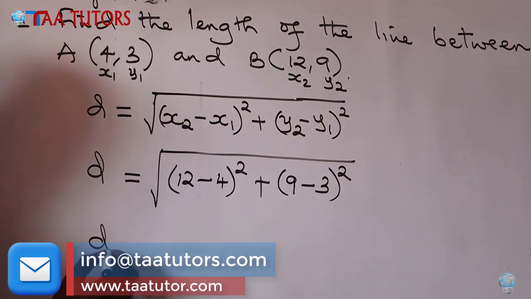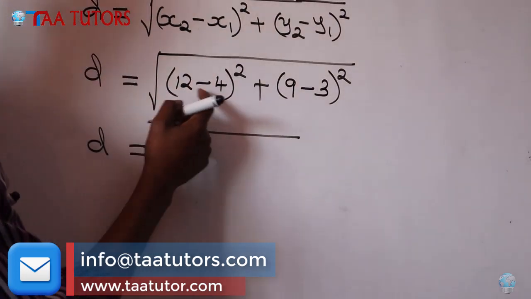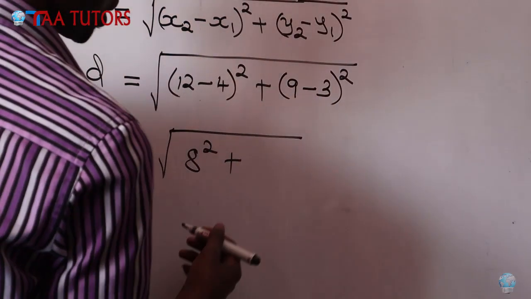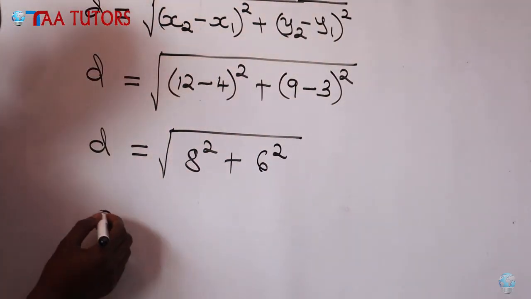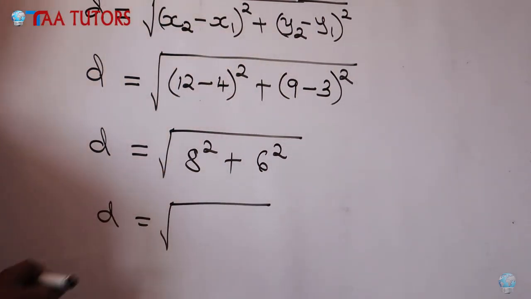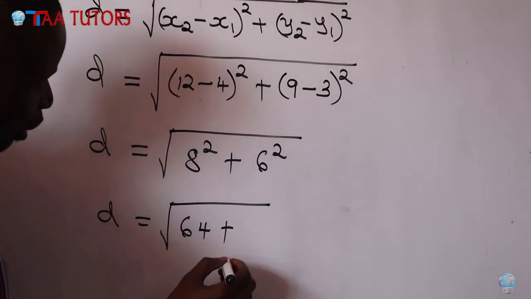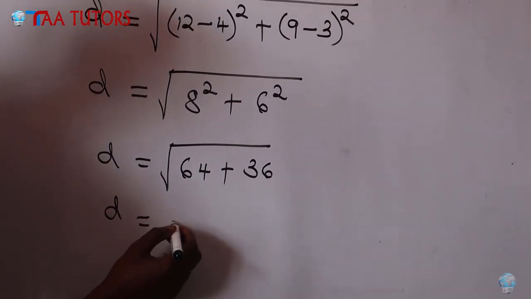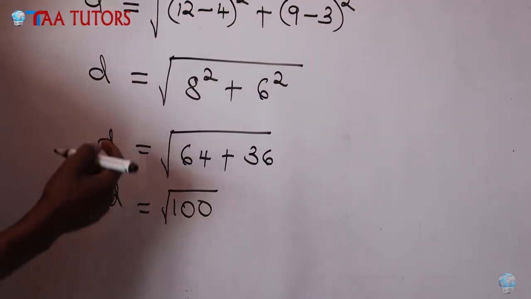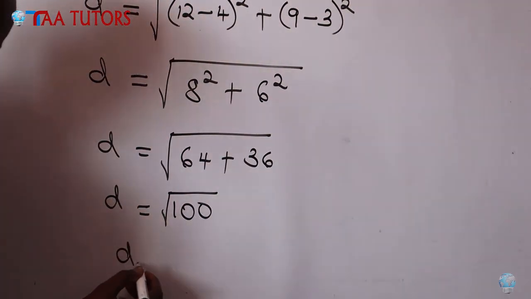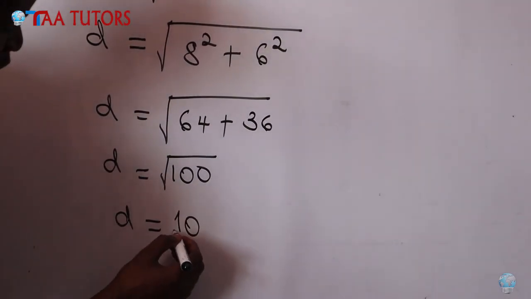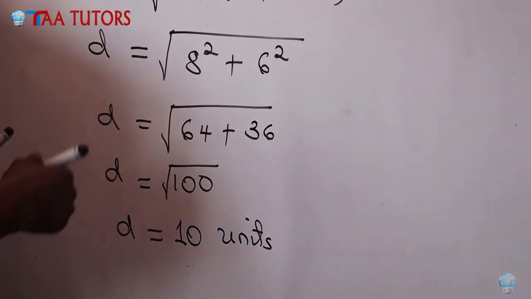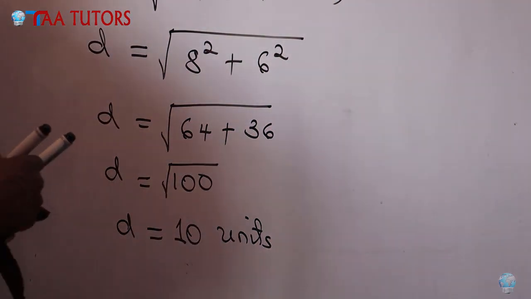So D will be the square root of, we know that 12 minus 4 is 8, so that is 8 squared, plus 9 minus 3 is 6, that is 6 squared. So D will be the square root of 64 plus 36, which is 100. The square root of 100 gives us 10. So the length equals 10 units, where these units could be centimeters based on the type of units that you have.